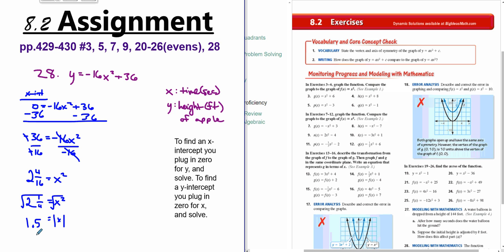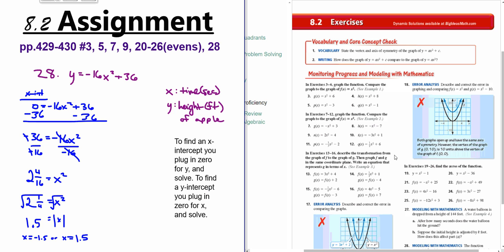So my two solutions here are going to be negative 1.5 or positive 1.5. And again, we knew we should have two x-intercepts because we're at positive 36 for our c value here. So (0, 36) is the vertex. It's opening down. So you're way up at (0, 36) and the parabola opens down. We know we should have two x-intercepts. All right, so there's that.